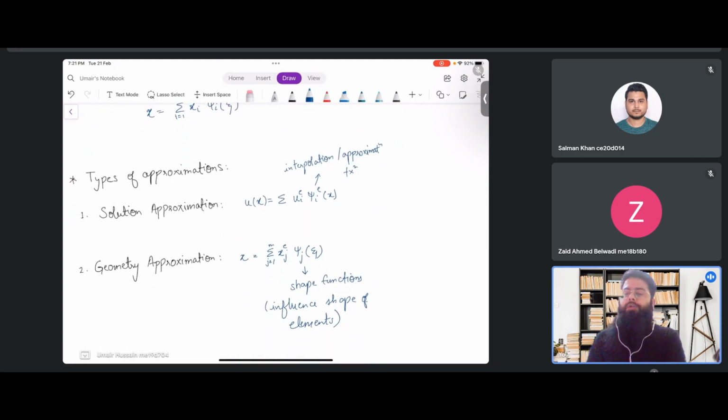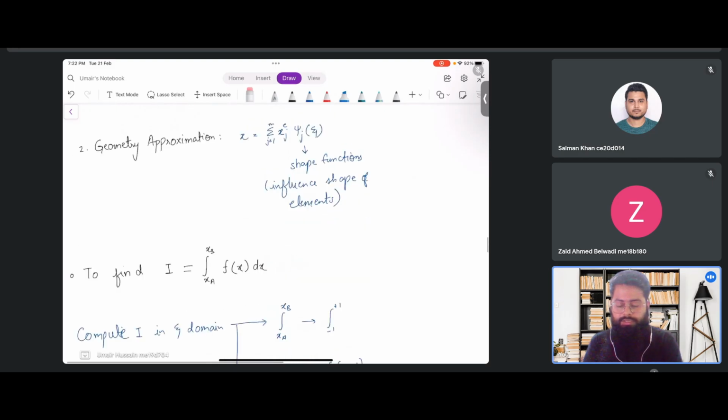One important aspect is that these interpolation functions are known as interpolation or approximation functions in general. But in the case of geometric approximation, these functions are especially called shape functions because they influence the shape of the elements. These two functions may not always be the same, but in general in FEM, most of the time we use the same functions.